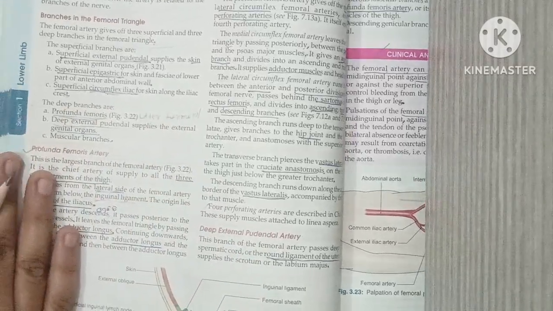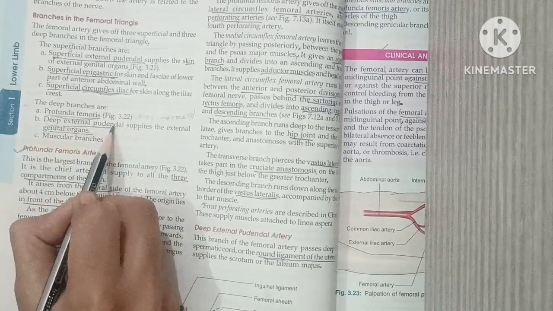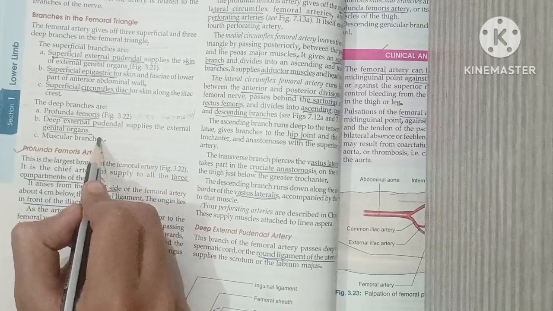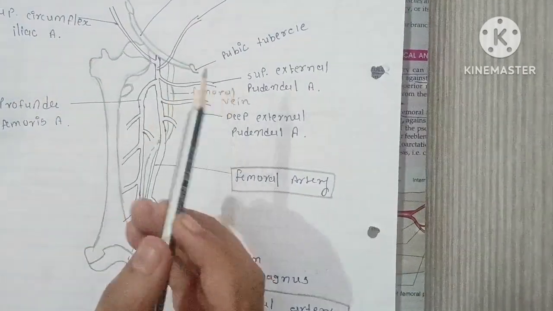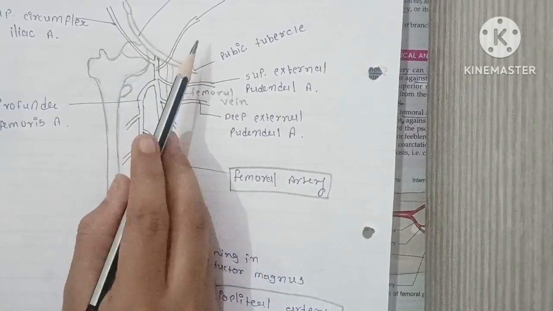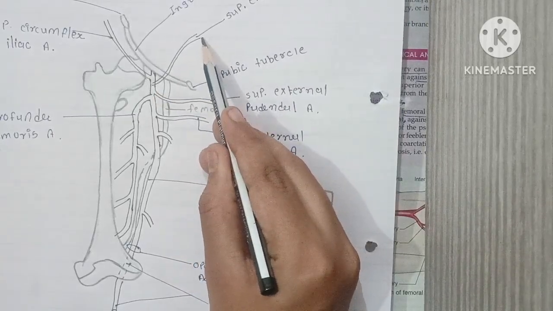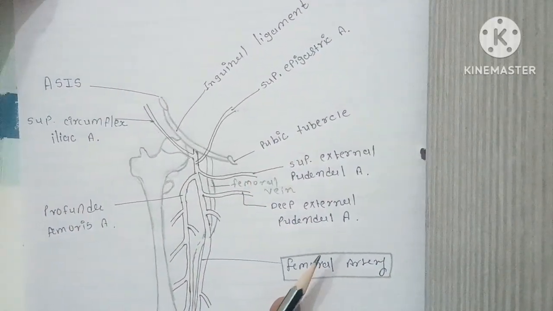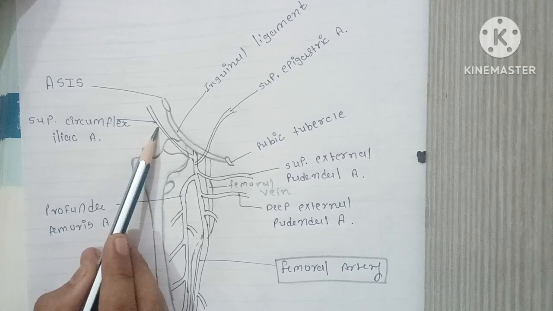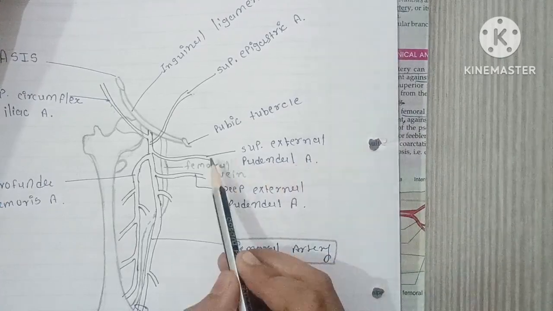Then the deep branches. The deep branches are the profunda femoris, the deep external pudendal, which supplies the external genital organ, and then the muscular branches. This figure shows the branches of the femoral artery. This one is the superficial branches of the femoral artery. This is the superficial epigastric branch of the femoral artery. This one is the superficial circumflex branch of the femoral artery, and then the superficial external pudendal artery.